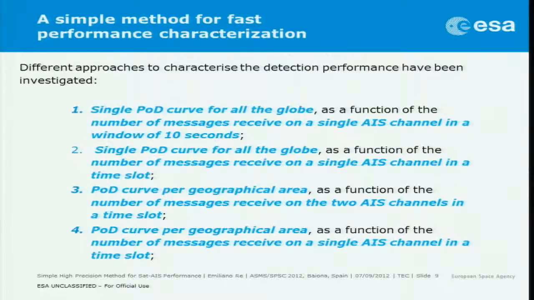In the second case, we reduced this window to a single time slot, but still we were using a single probability of detection curve all over the world. Then we realized this thing of, let's say, the time variation of the probability of detection, and then we started using different probability of detection curves in different areas. So in two different ways.